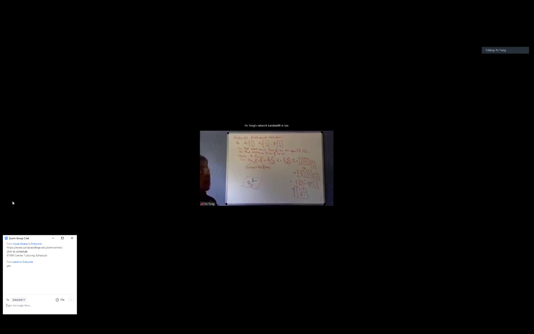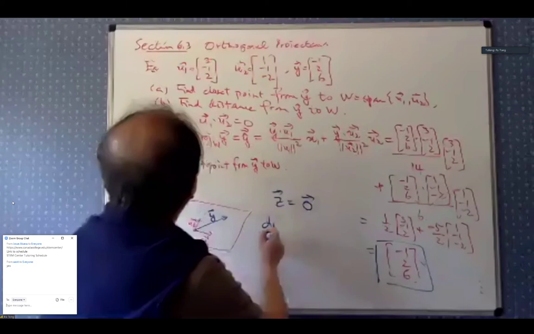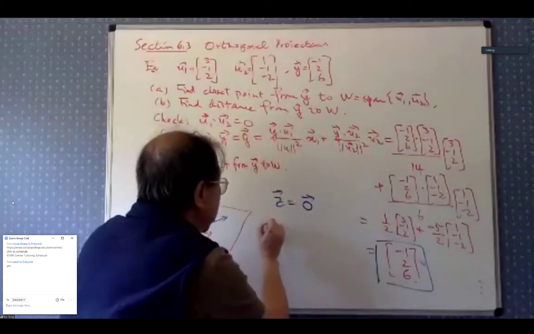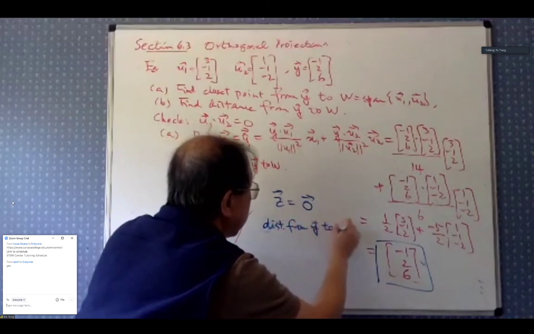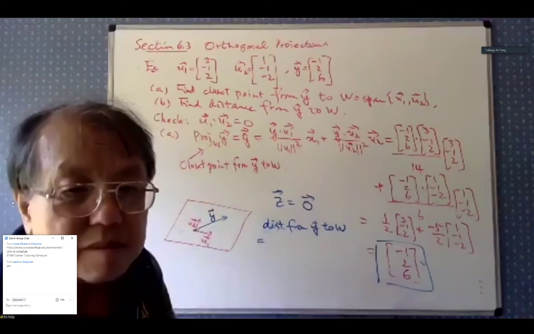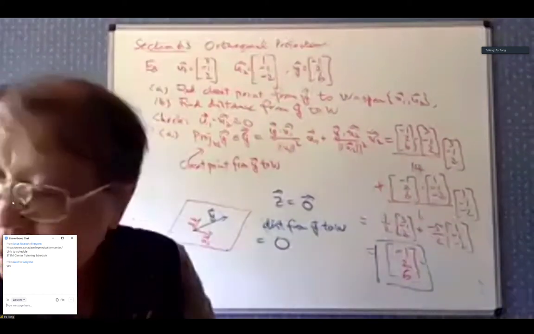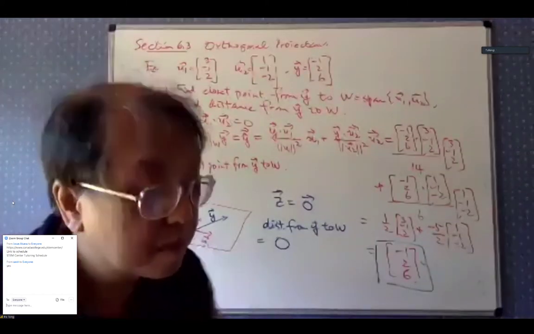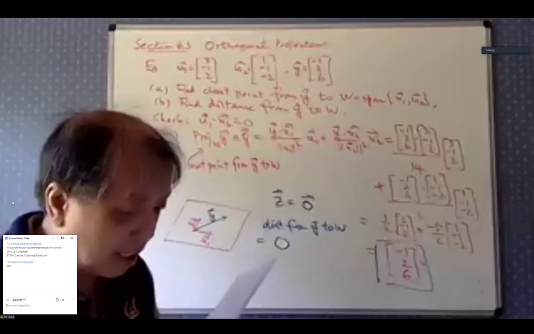So what will be C then in this case? What will be C? C will be the difference between the two. The 0 vector. So what will be the distance? Find the distance from y to w. Distance from y to w would be equal to what? 0. Will be equal to 0. Okay. So that's good. It's a little bit degenerate, okay, that particular problem.